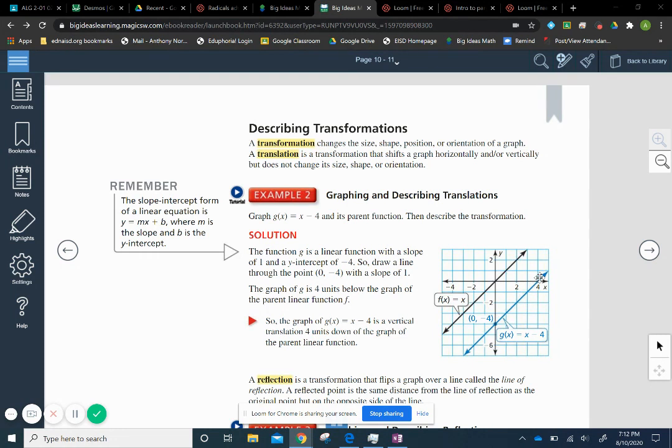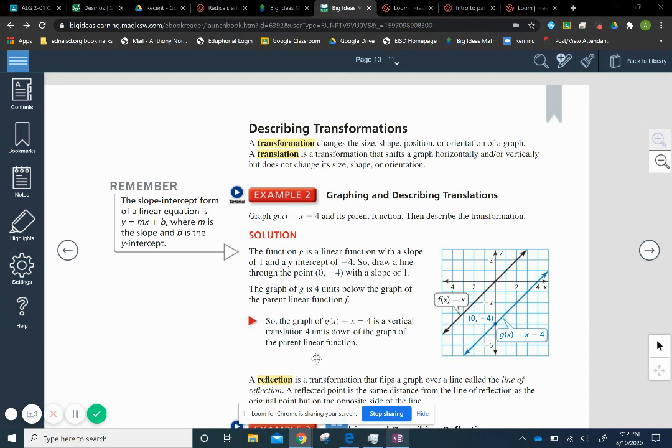So quite simply, you can only move a line up and down. You cannot move it left or right. So here's the parent function. When we put -4, we see the y-intercept where it crosses the y-axis goes down 4. The same happens if we go up.